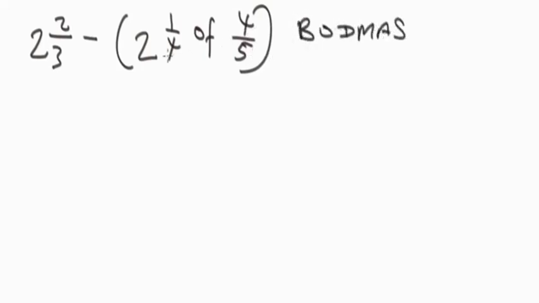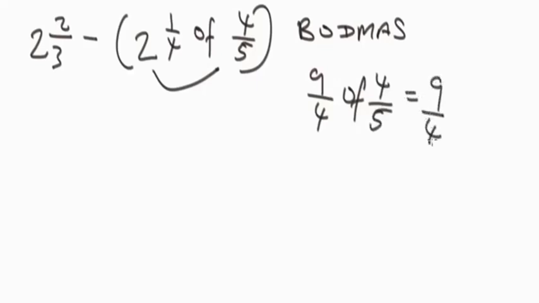Let's begin with B, which is bracket. Let's simplify what we have here. We're going to have 4 times 2 is 8 plus 1. That's 9 over 4 of 4 over 5. So change the "of" to multiplication. It will be 9 over 4 times 4 over 5. So this will cancel itself. Alright, so now we are left with 9 over 5.